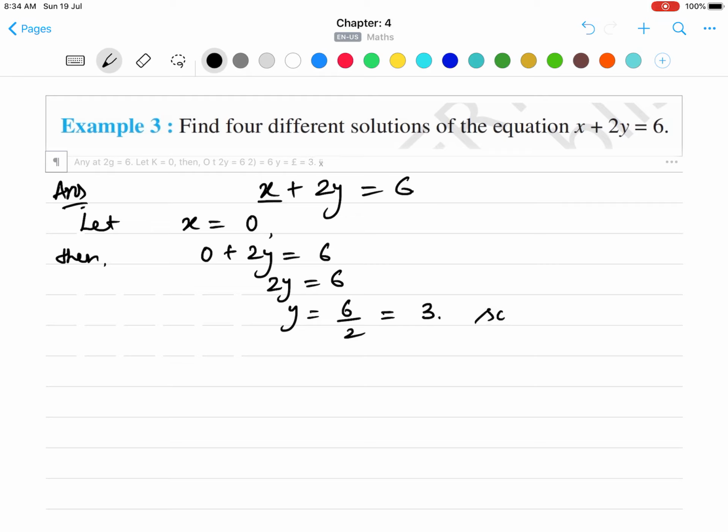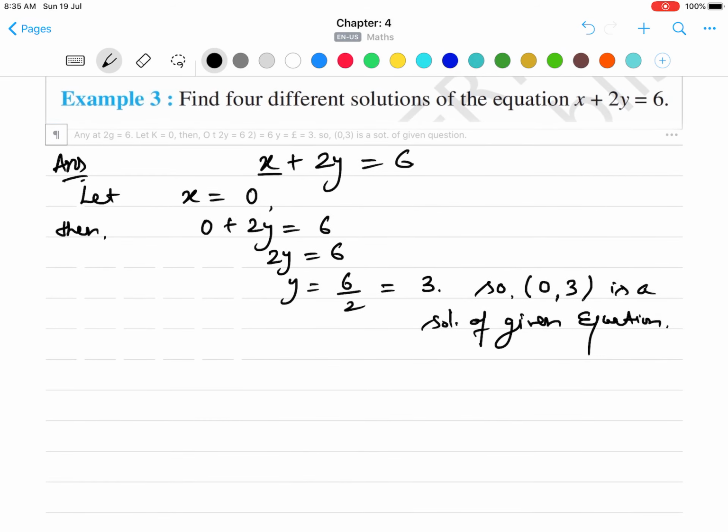So now we have to write the solution. The solution we will write in the form of a bracket. Inside the bracket, first you'll write the value of x, which is 0, then the value of y. So (0, 3) is a solution of the given equation. We have taken the value of x equal to 0. By putting that value in the equation, we got the subsequent value of y. So this (0, 3) is a solution of the given equation.